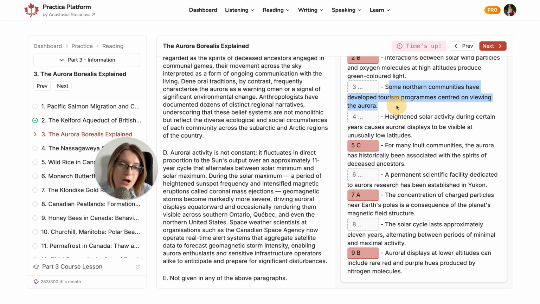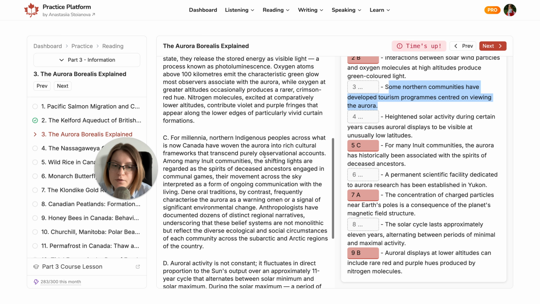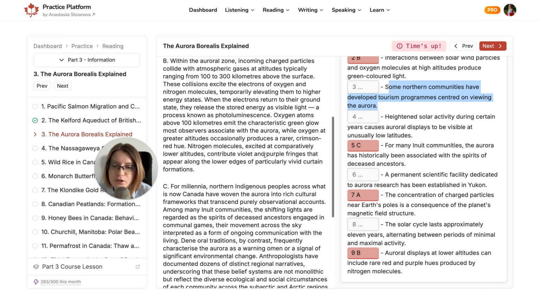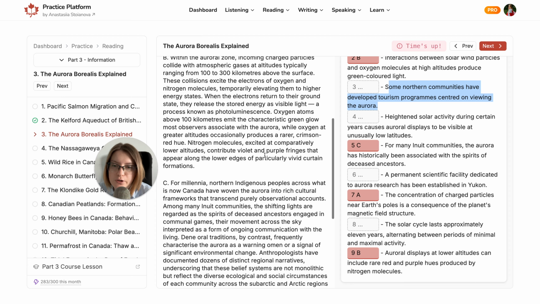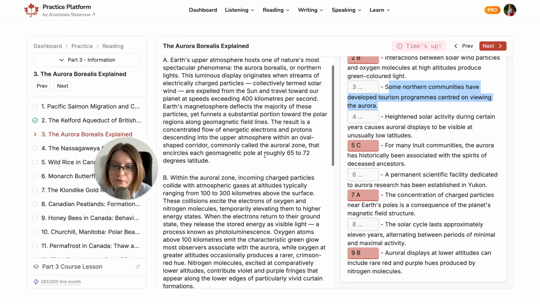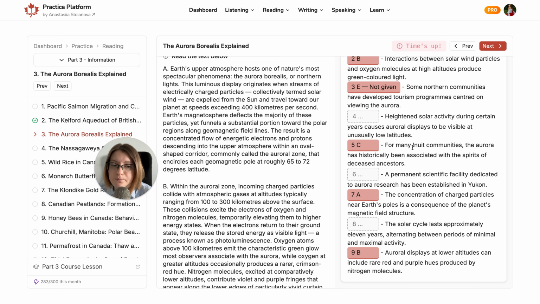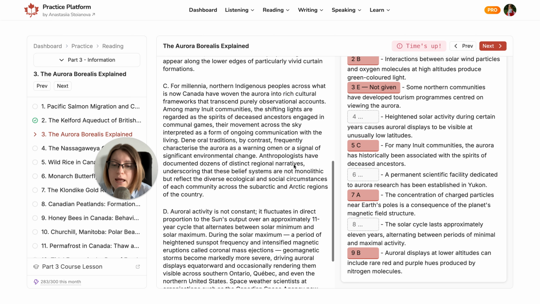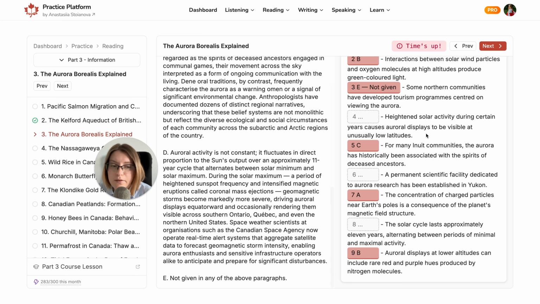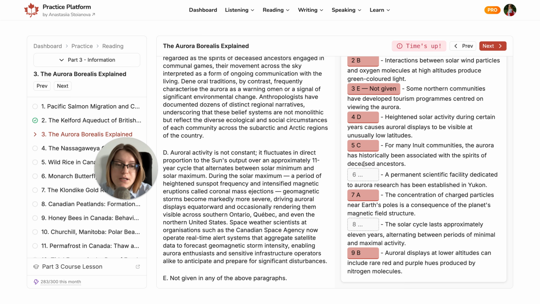Is there anything about tourism programs? So we have read all 4 paragraphs so far. If you want to go back, and I can show you here, you can pause the video. I'm scrolling back up. You can pause and reread. There was nothing about tourism programs, so we can choose not given for number 3. That's done. And as for D, number 4 can be matched to D. Let's see why. Heightened solar activity during certain years causes auroral displays to be visible at unusually low latitudes.